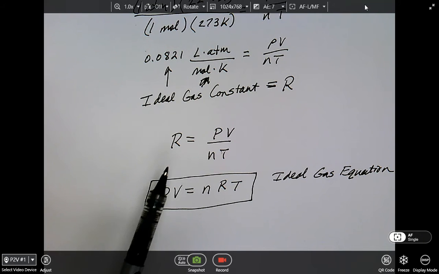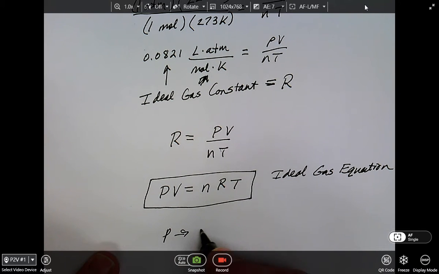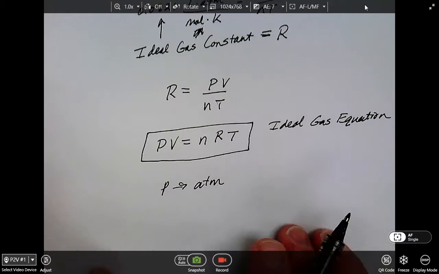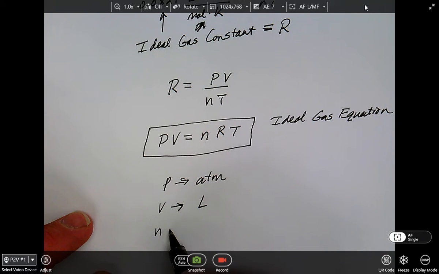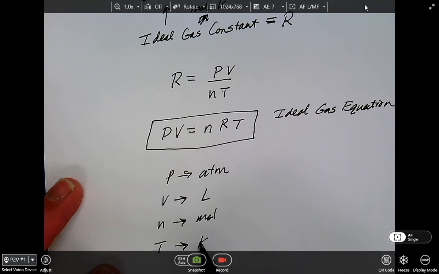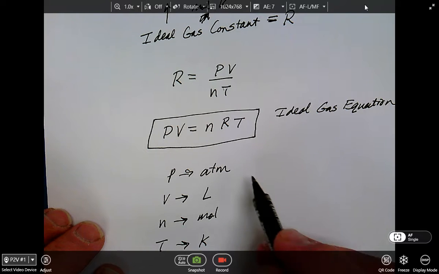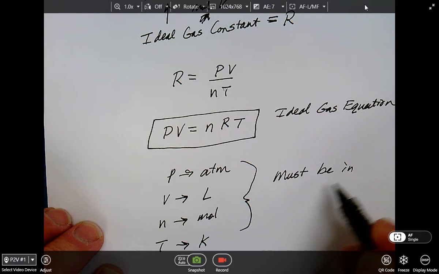Now, you could also write it in this form, or you could solve for any of the variables that you wanted to. The important thing about the ideal gas law is that you must have the correct units. When you're using the constant of 0.0821 for your R, then pressure must be in atmospheres, volume must be in liters, your N must be in moles, and your T must be in kelvins. So you need to make sure that you're in these units.